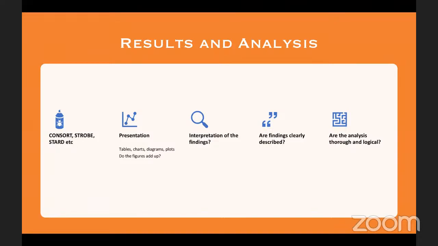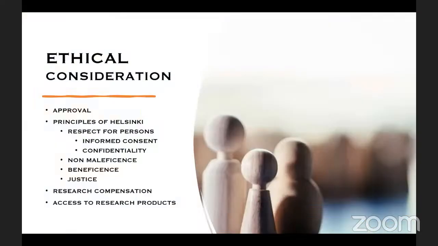In the last exam, I remember my candidate gave us a CONSORT diagram and he screened 1,065 for eligibility. But down the line, he said 862 people were screened for eligibility. I said, so which one do I take? Which one do I take? So you must make sure you look at your tables again, make sure your figures are consistent. Your interpretation, you have to look at interpretation of the findings. Are they clearly described? Okay, and your analysis, is it thorough and logical?